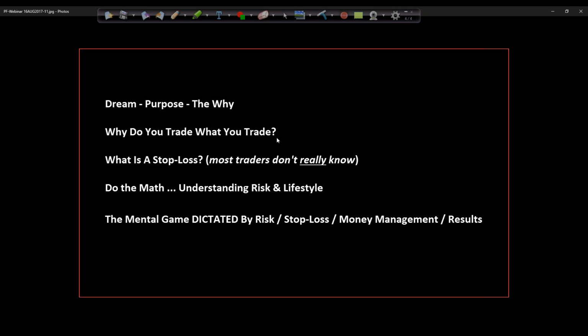This is not the holy grail, get rich overnight. You're not going to buy it on Friday and be trading it on Monday. It just doesn't work that way.